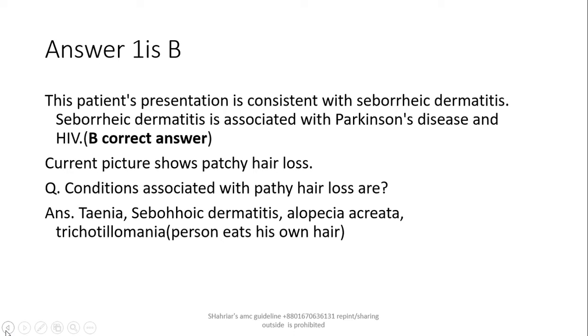And as I asked, what are the conditions that are associated with patchy hair loss? There are 4 conditions: the tinea, seborrheic, alopecia areata, and trichotillomania. I was asking, how do you know something is trichotillomania? They pull their own hairs actually. But still, if the patient is coming, the patient will not tell you that they are doing that. How would you get to know? There will be active hair follicle. So just remember or write this thing: active hair roots.